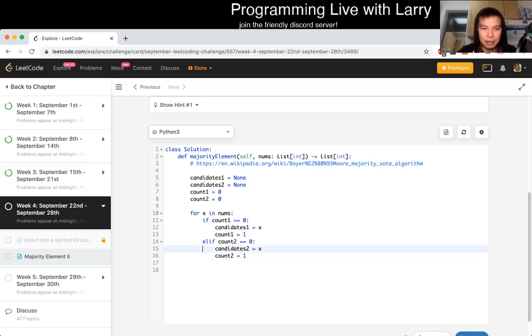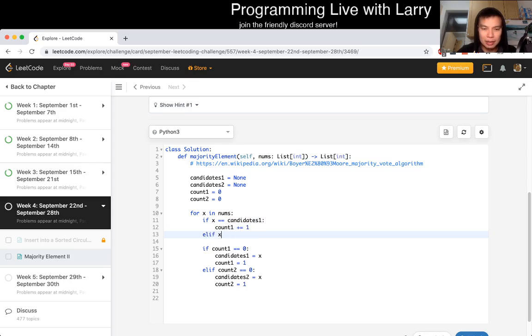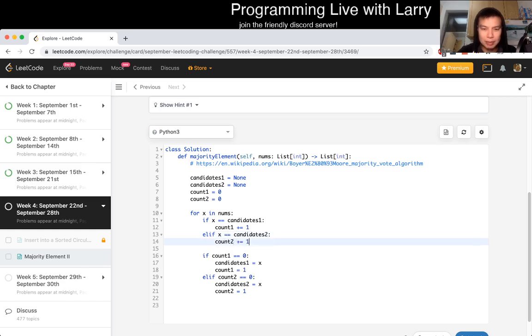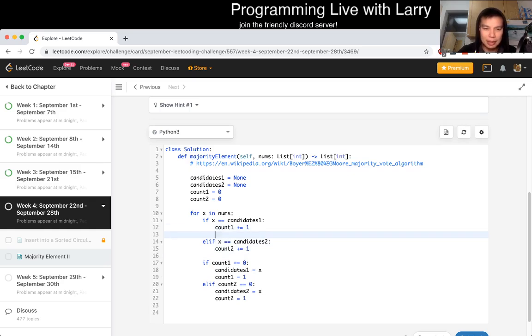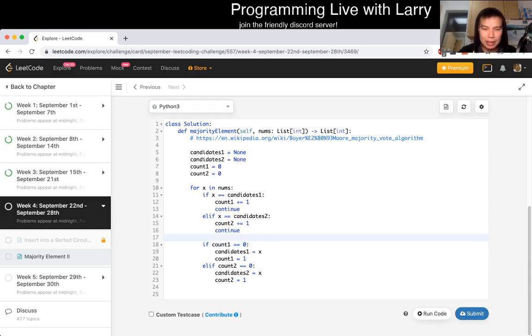Actually, I have to make sure that it's not one of the candidates yet. Usually this is the order I do it in for the majority n over 2, but I think that in this case it may not make sense. So if this is equal to candidate 1, then count 1 increments by 1. Else if candidate 2, you increment by 1. Let's just continue, make it easy. And then else, this is a new number, right?